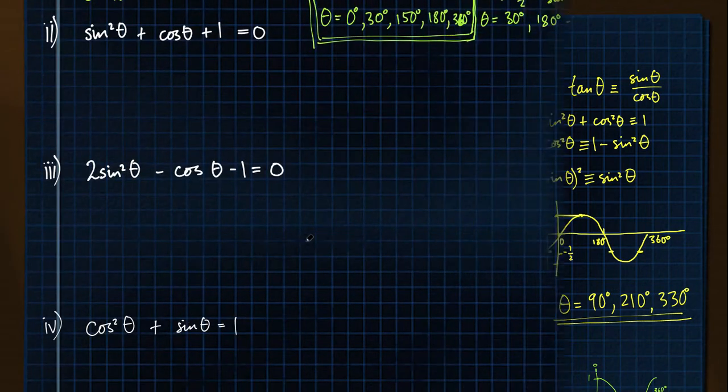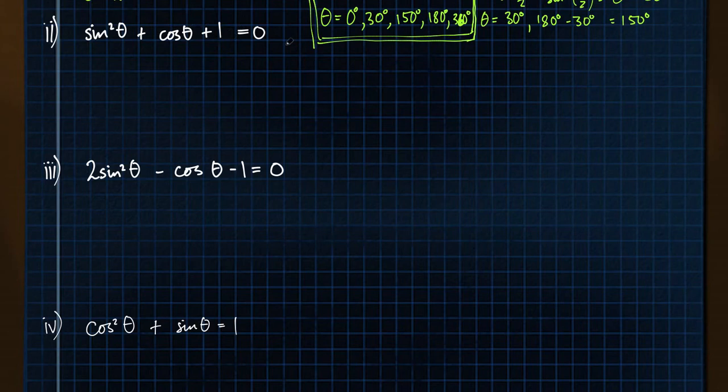Here I have sine squared theta plus cos theta plus 1 equals 0. Because I've got the sine squared theta, I want to replace that using the identity that sine squared theta plus cos squared theta equals 1. So sine squared theta equals 1 minus cos squared theta. So that's 1 minus cos squared theta, that's replacing the sine squared theta, plus cos theta plus 1 equals 0.